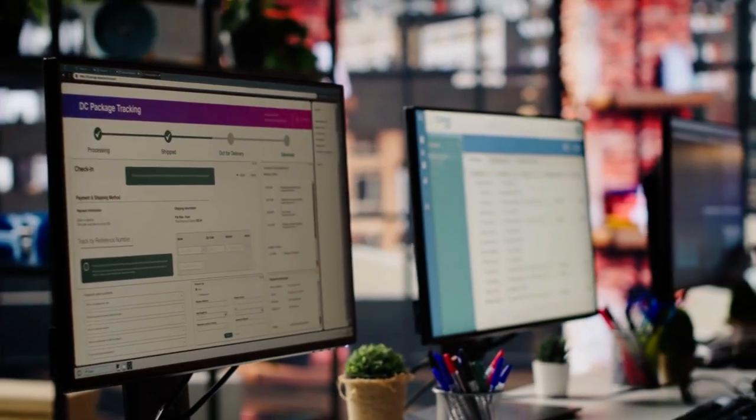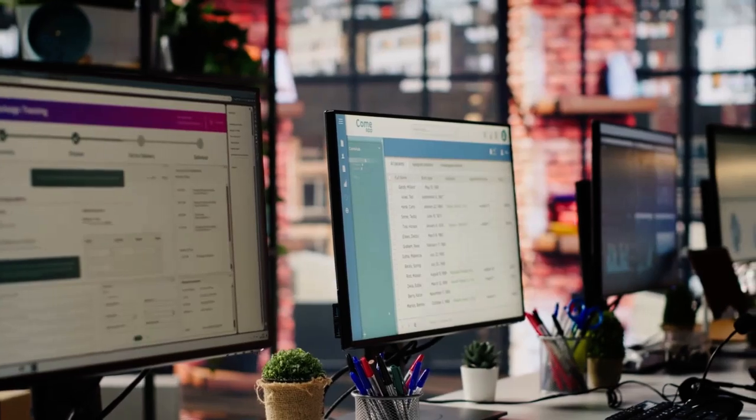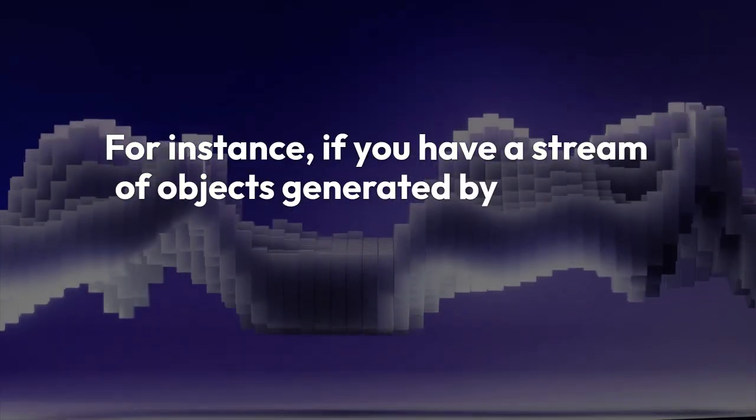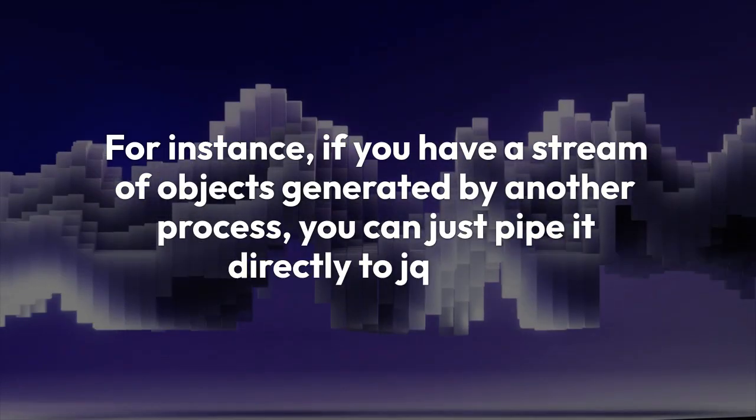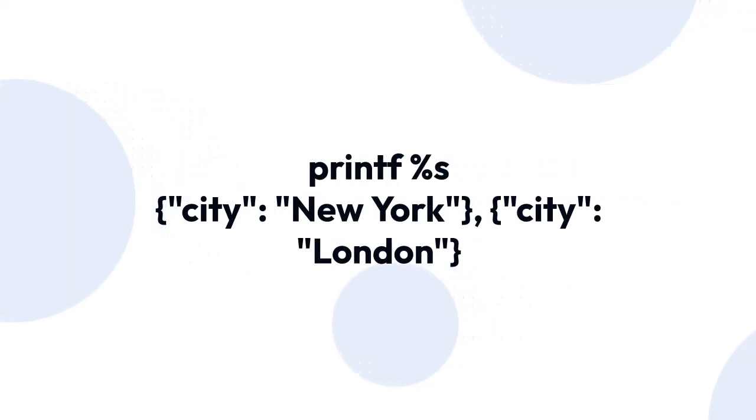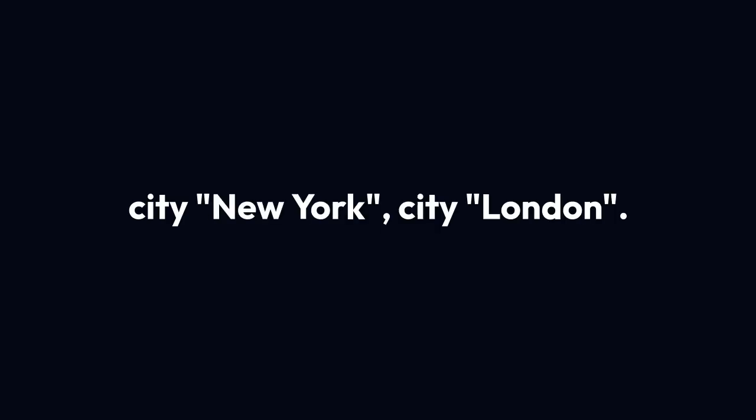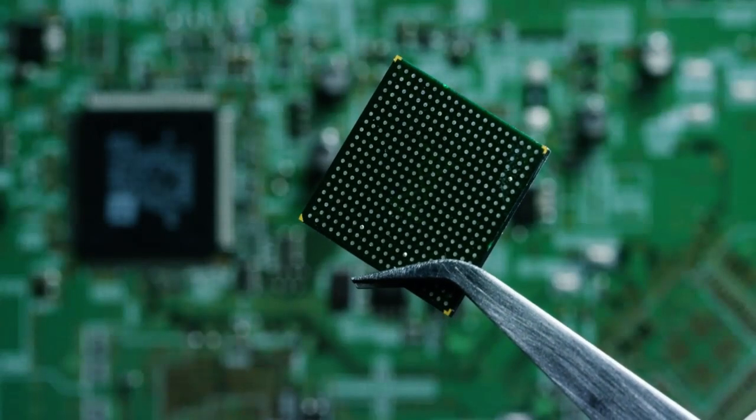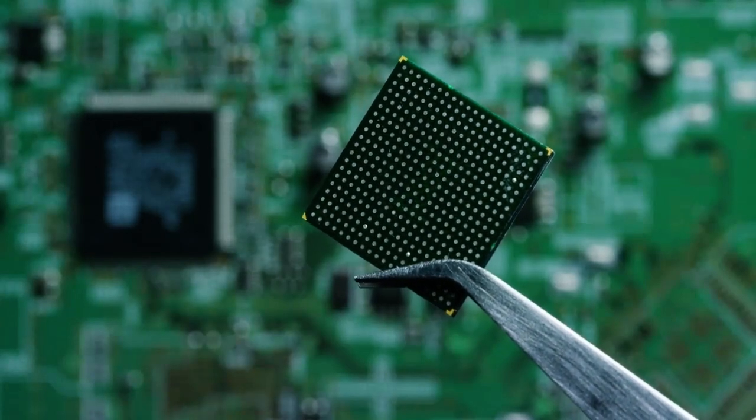It's that simple. This method also works great if your JSON objects are coming from standard input, perhaps from another command's output, one object per line. For instance, if you have a stream of objects generated by another process, you can just pipe it directly to jq -s. Here's another example using printf to simulate multiple lines of input. printf with %s\n, city New York, city London, piped to jq -s. This will produce city New York, city London. The key is that jq -s is designed to consume multiple JSON values, objects in our case, and collect them into an array.